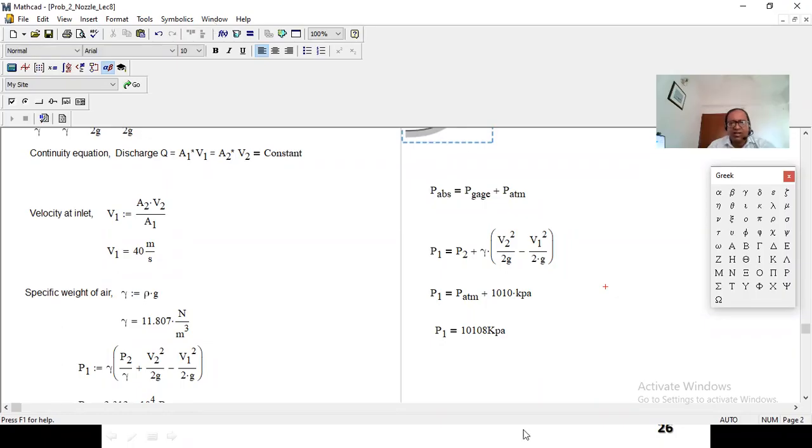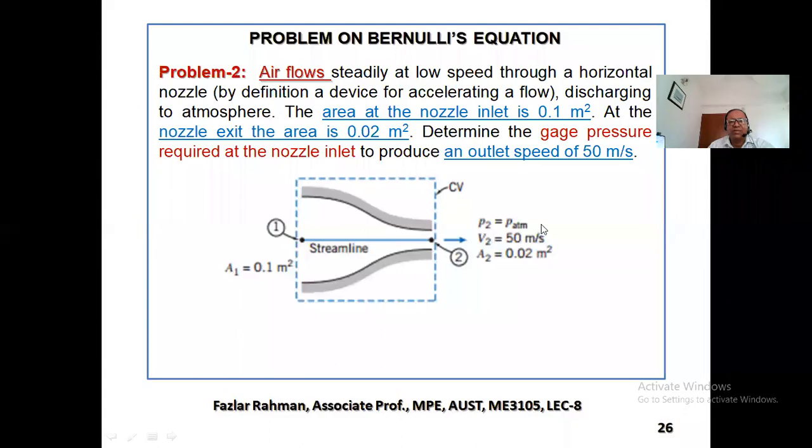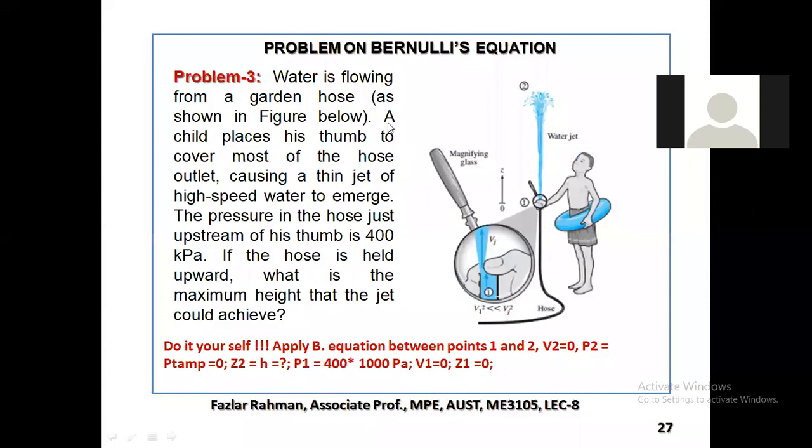Okay, let's now solve the second problem. Let me share. One second. You see the PowerPoint? Yes, sir. You can see, right? Okay. This is problem 3.